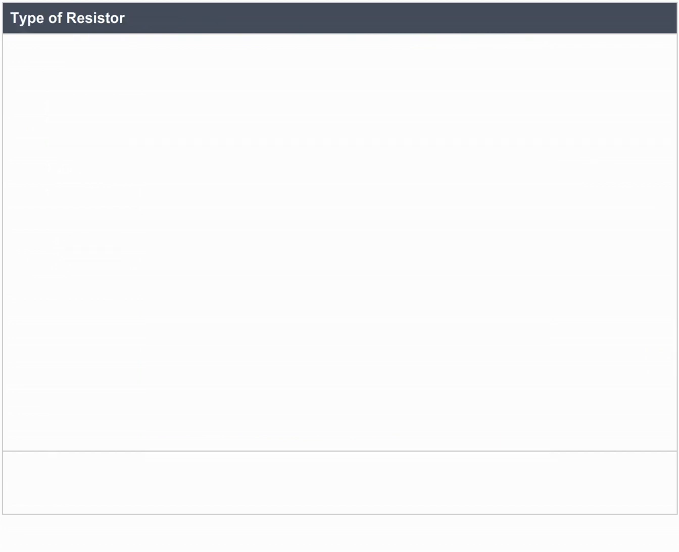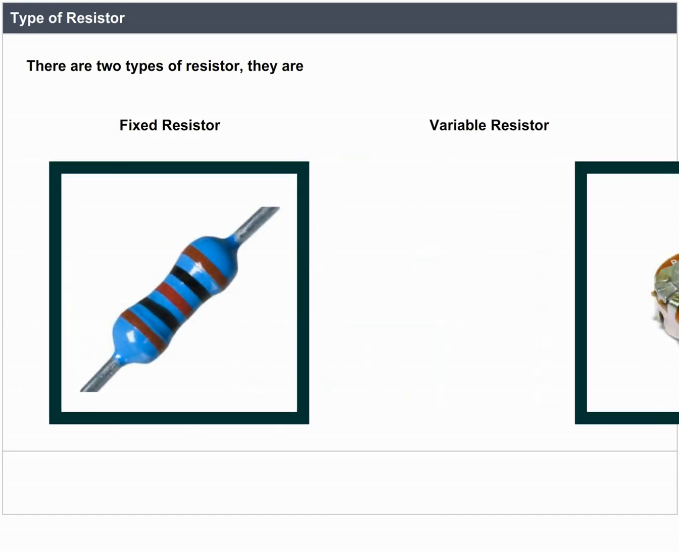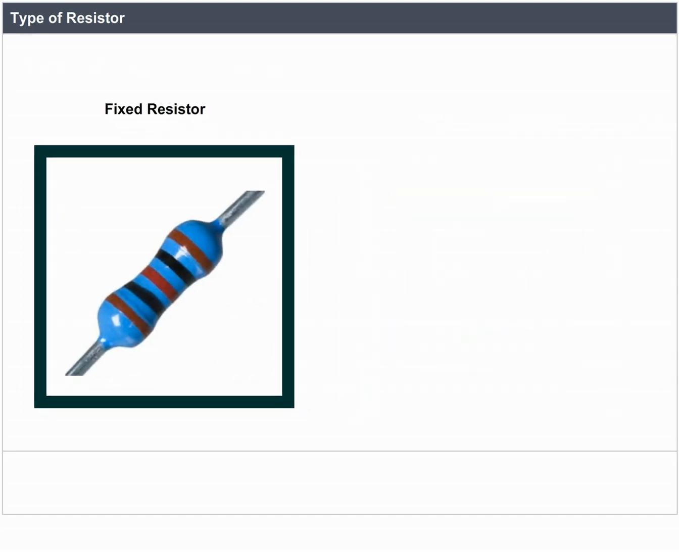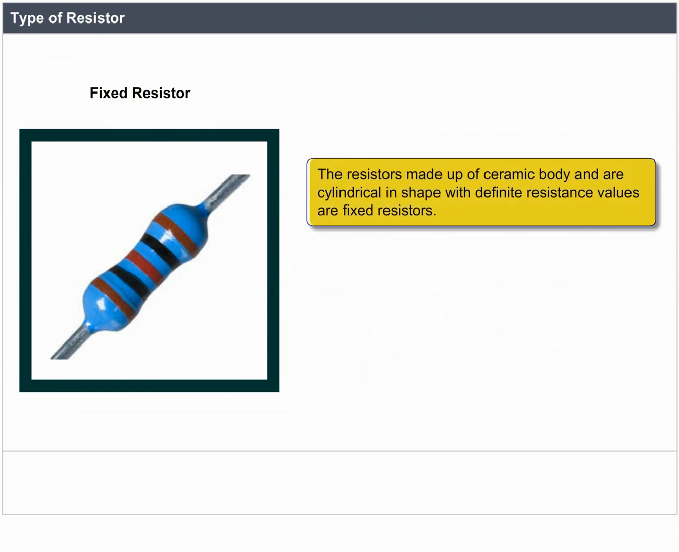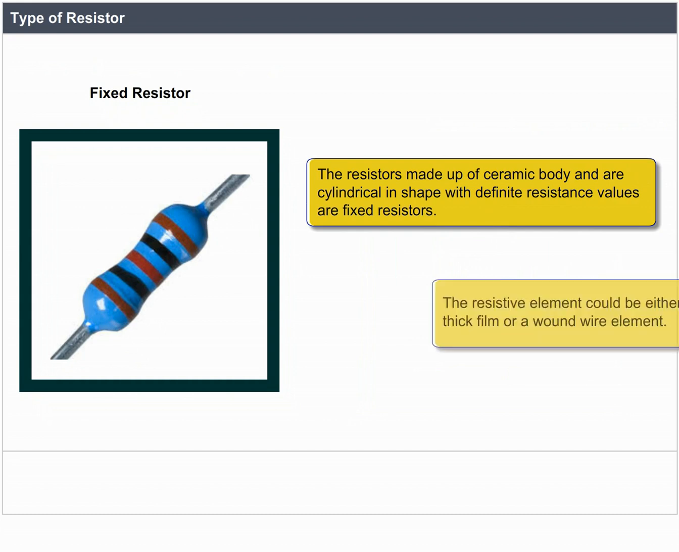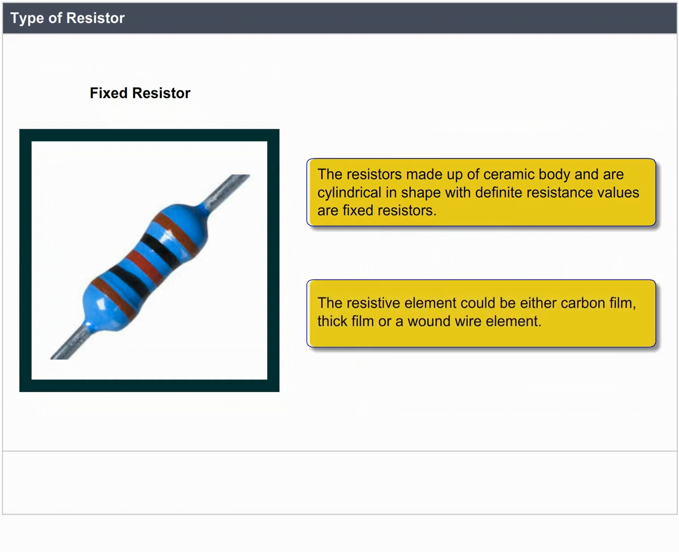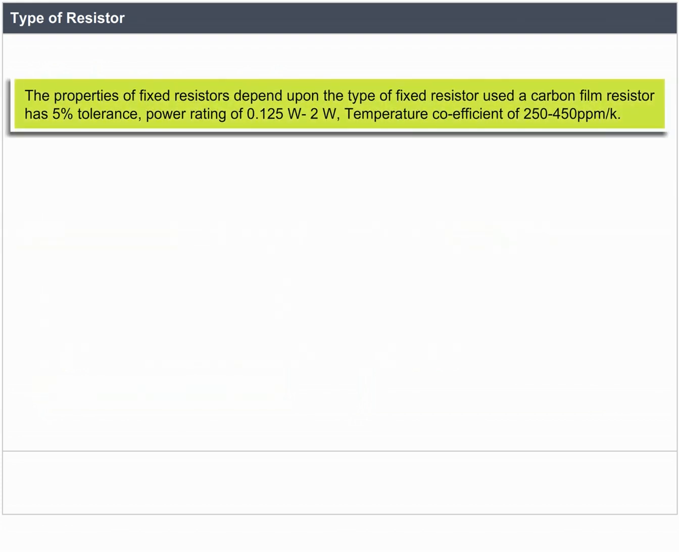Type of resistor. There are two types of resistor. They are fixed resistor, variable resistor. Fixed resistor. The resistors made up of ceramic body and are cylindrical in shape with definite resistance values are fixed resistors. The resistive element could be either carbon film, thick film, or a wound wire element. The properties of fixed resistors depend upon the type of fixed resistor used.